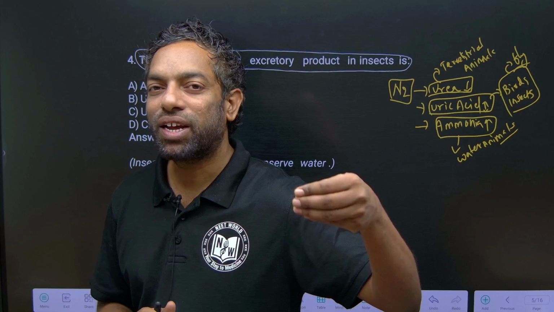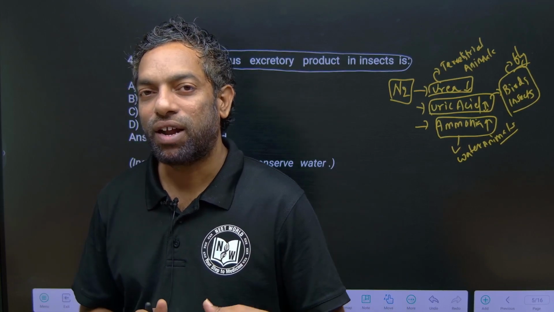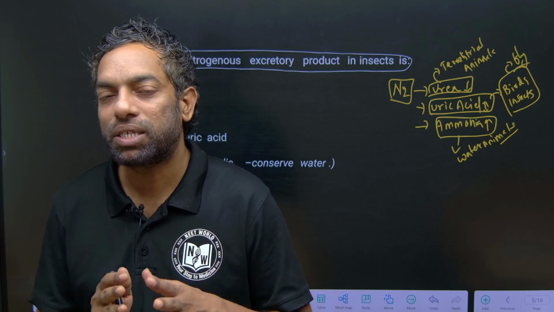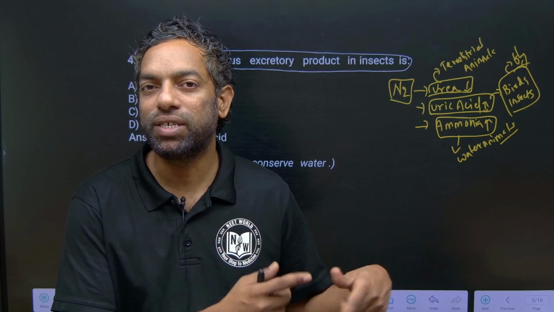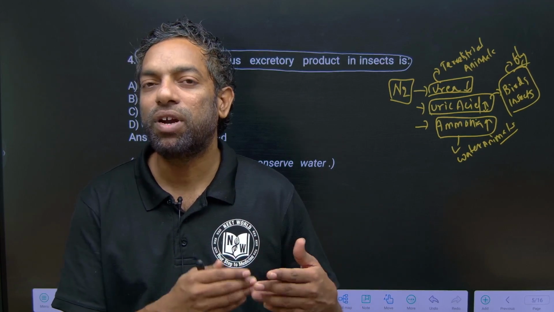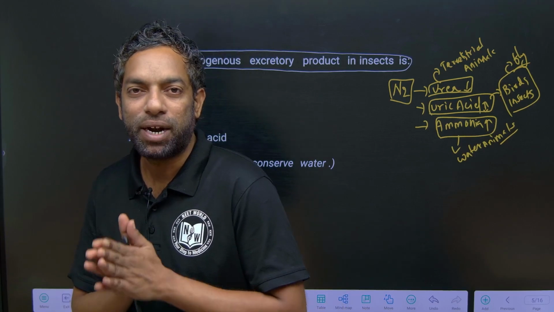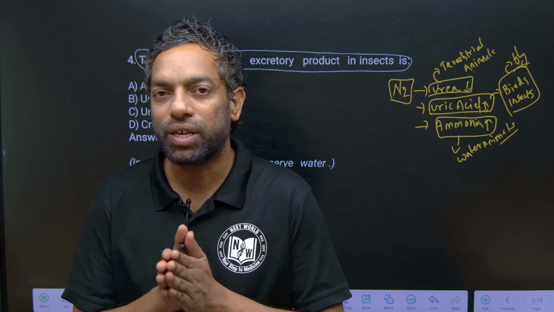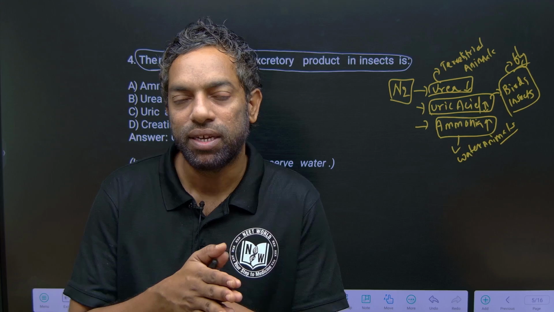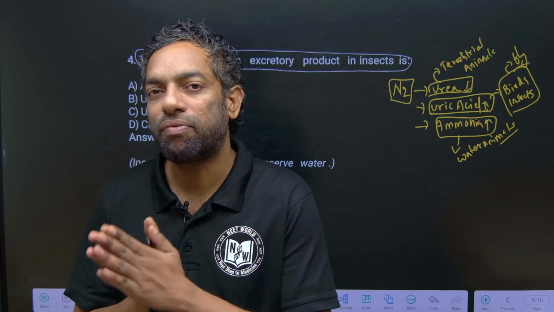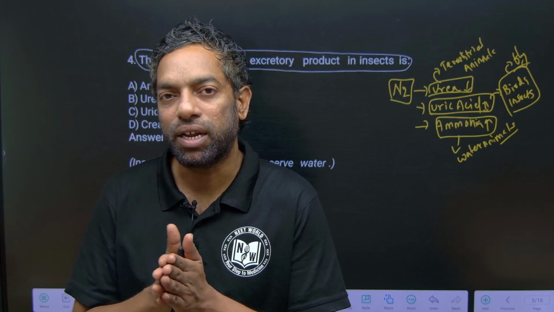Those species we call ammonotelic species, especially bony fishes and tadpoles, the larvae of frogs. These kinds of water species release ammonia as their excretory product, which is highly toxic and requires a high amount of water for its removal. If we come to uric acid, mainly birds and insects release uric acid as their excretory product. We call them uricotelic species. A low amount of water is required for its elimination. They produce a crunchy, pasty kind of waste.